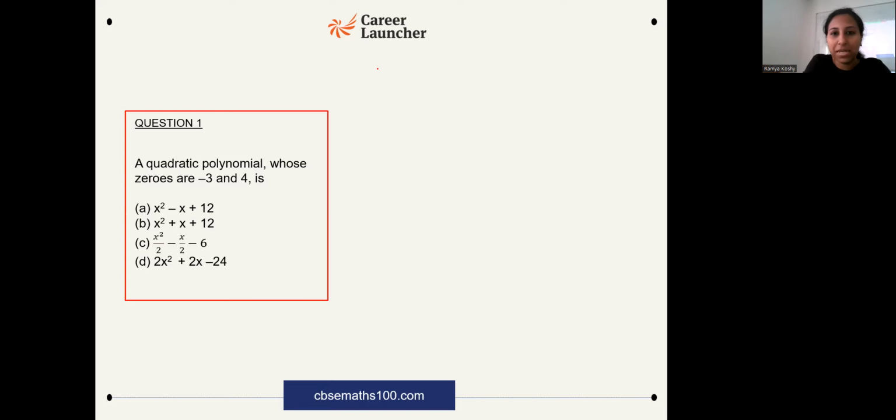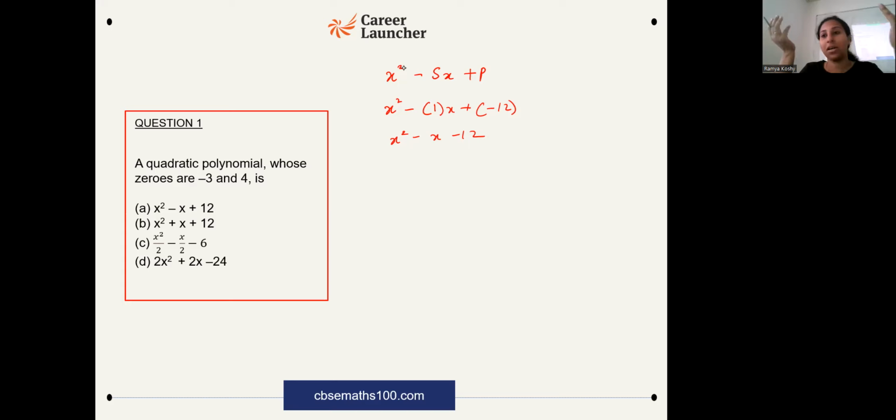First method would have been that you form the quadratic polynomial x square minus sum of zeros x plus product of zeros, right? So you're going to get x square minus, sum over here would be 4 plus minus 3, which is 1. So minus 1x plus product would be minus 12. So x square minus x minus 12. Now, when you are doing this, you will see in the options none of the options are matching this. So you need to check which answer is possible.